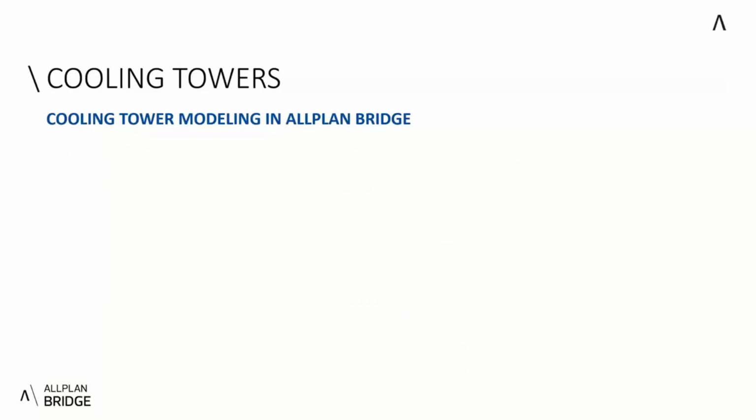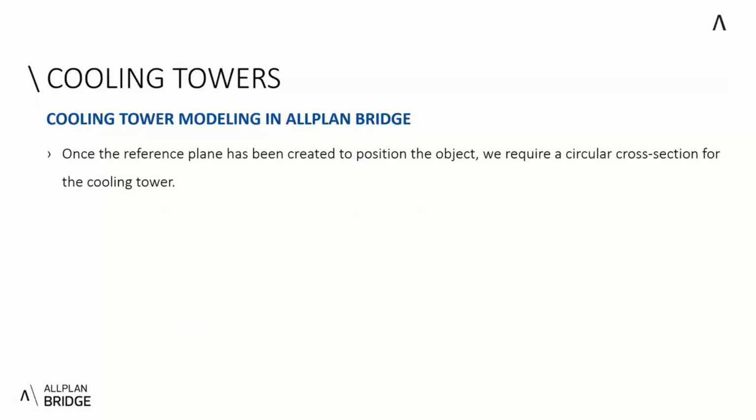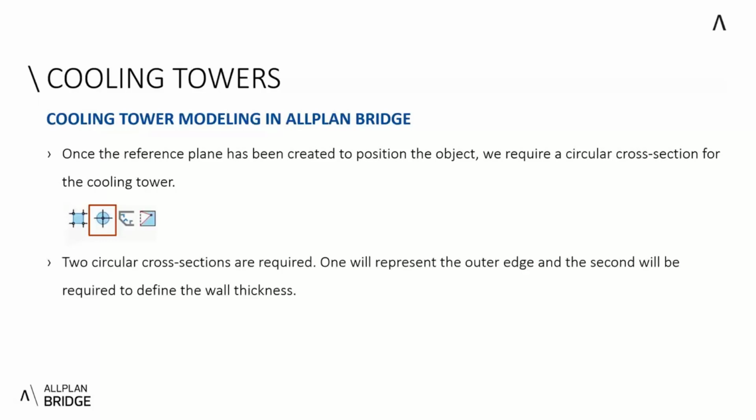But now here comes the interesting part. Once the reference plane has been created, to position the object we require a circular cross-section for the cooling tower. For this, we make use of the circular boundary functionality, but we will require two circular cross-sections for this model. One will represent the outer edge, and the second will be required to define the wall thickness.